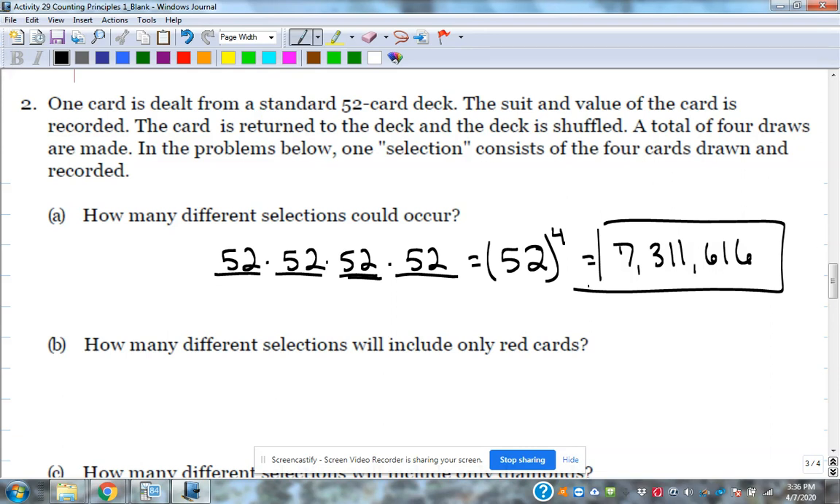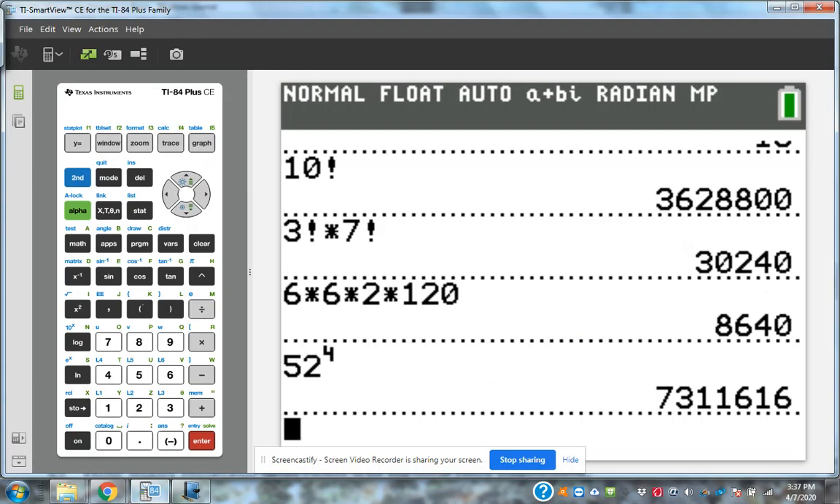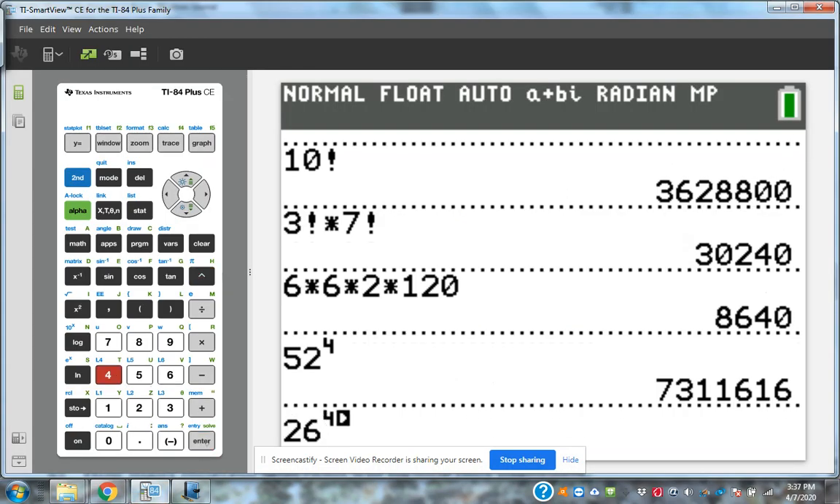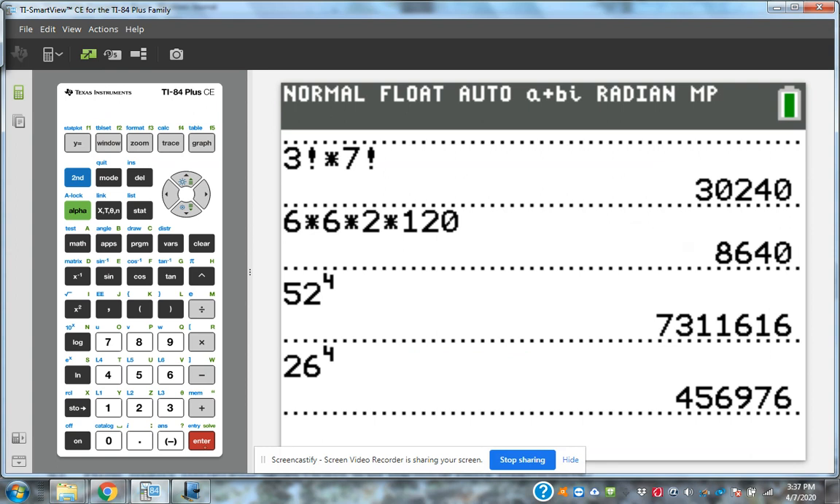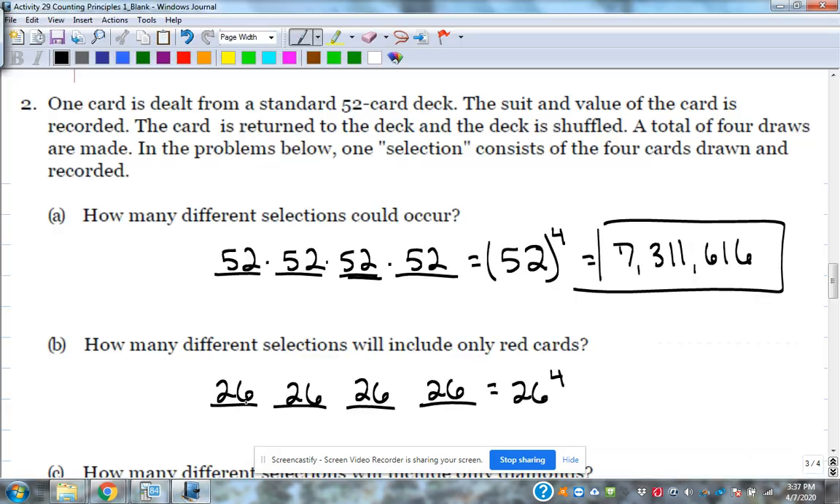B part says how many different selections include only red cards. Well, we look at the deck and say, only red cards. How many choices of red cards are there? There's 26 red cards, hearts and diamonds. Same thing for the second choice, the third choice, and the fourth choice. So we end up with 26 to the fourth power. 26 raised to the fourth is 456,976.